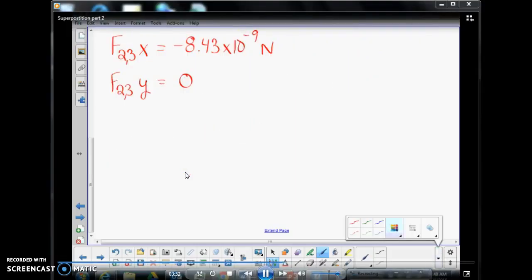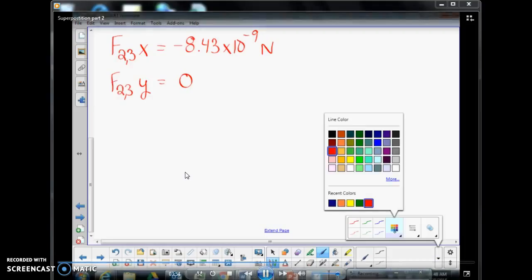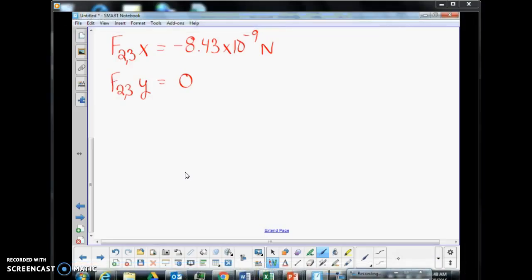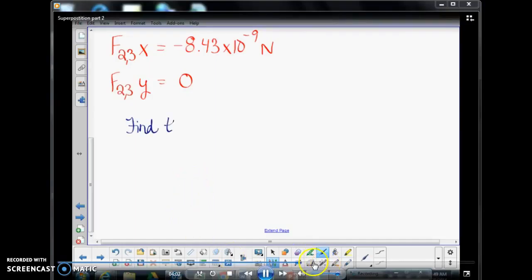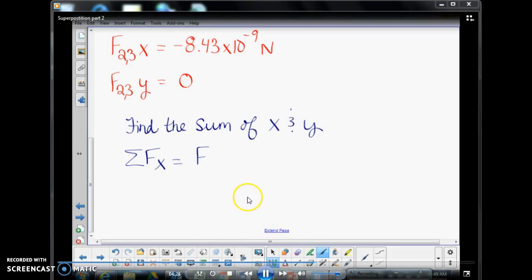So if you remember from last semester, we talked about how to add vectors in the x and y direction. We add all of our x components together, we add all of our y components together, and we find the sum of the forces in the x and the sum of the forces in the y. All right, so that's what we're going to do next. I'm going to take my first force in the x direction, F13x, and my second force in the x direction and add those together.